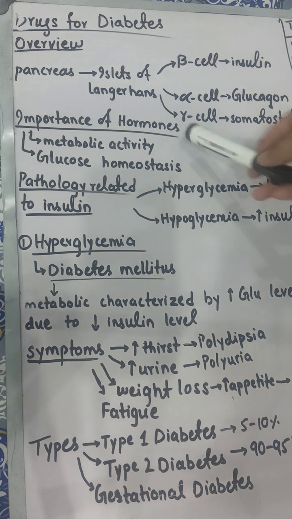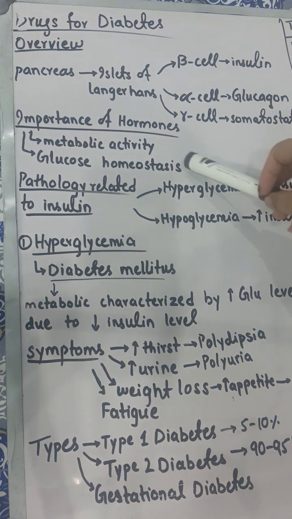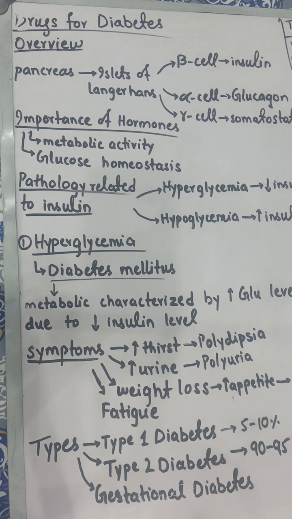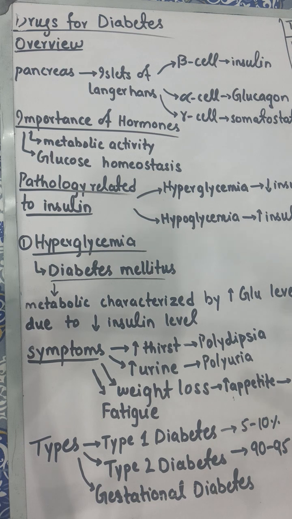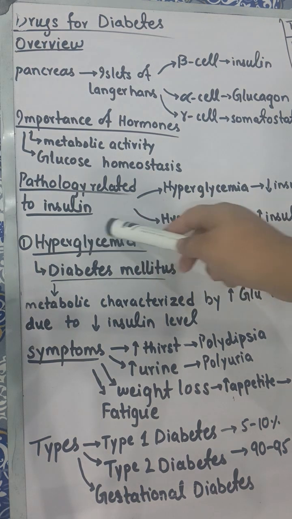It plays an important role in metabolic activity and glucose homeostasis. Homeostasis means balance. So it maintains the balance of glucose inside your body, not increasing the concentration of glucose and not decreasing it. It maintains the glucose concentration in a normal, balanced way. So let's discuss pathology related to insulin.